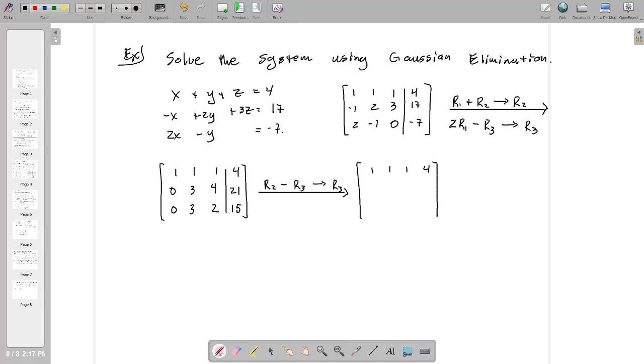1, 1, 1, 4 for row 1, right, our augmentation bar, 0, 3, 4, 21. And now we're replacing row 3 with row 2 minus row 3. So 0 minus 0 is 0. 3 minus 3 is 0, and that should be because we designed it that way. And 4 minus 2 is 2. And lastly, 21 minus 15 is 6.